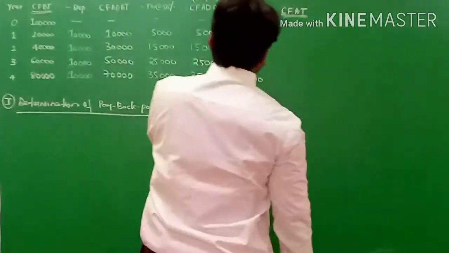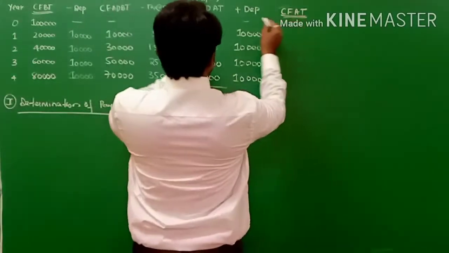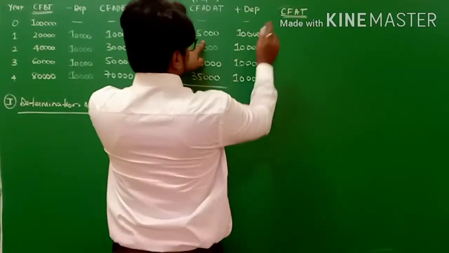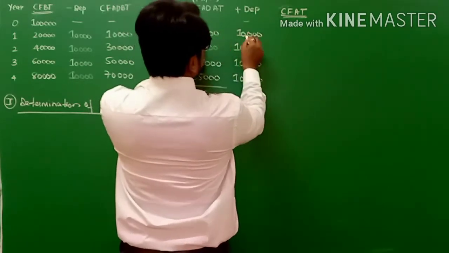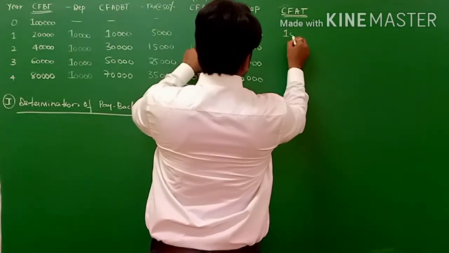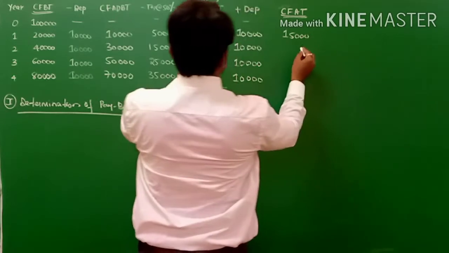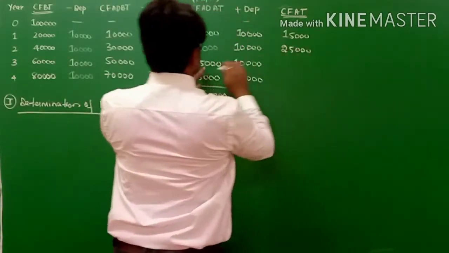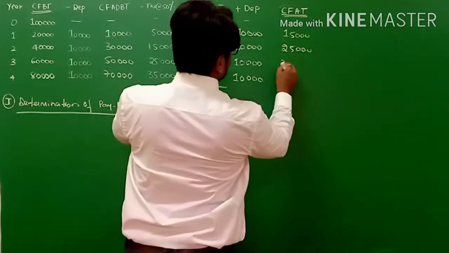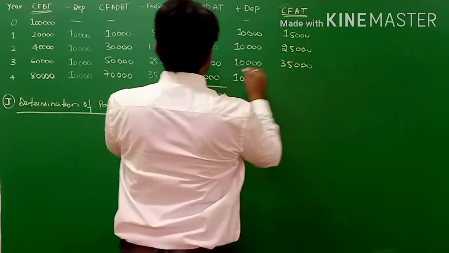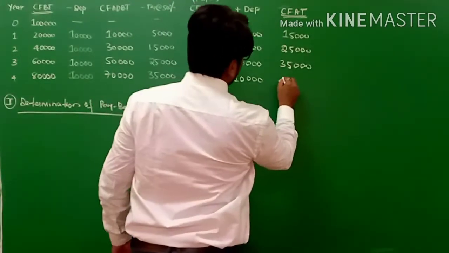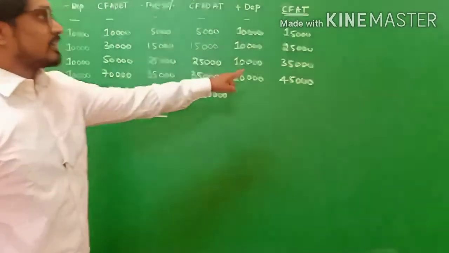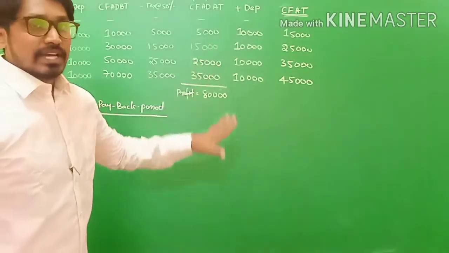Now, the CFAT, the first one is exhausted. It is nothing but 1 lakh rupees investment. So 5,000 plus 10,000 is 15,000. Okay, 25,000. 25 plus 10, 35,000. 35 plus 10 equals 45,000. Right? This is nothing but cash flow after tax.